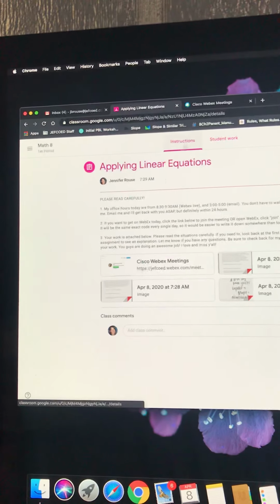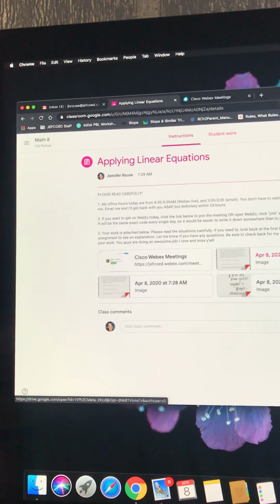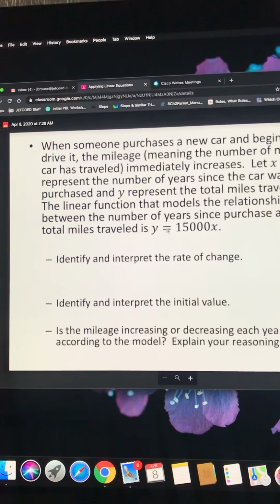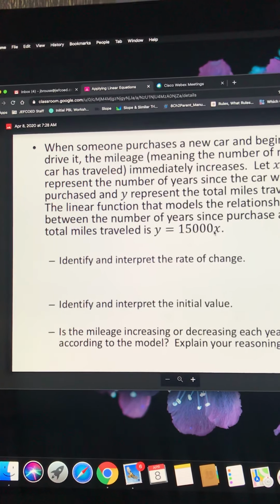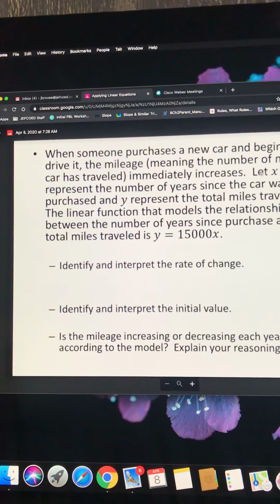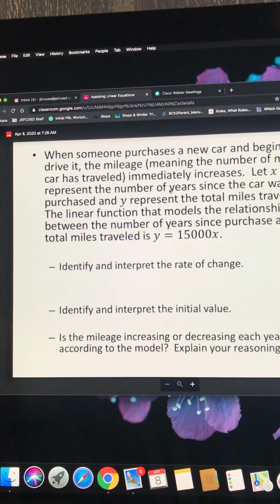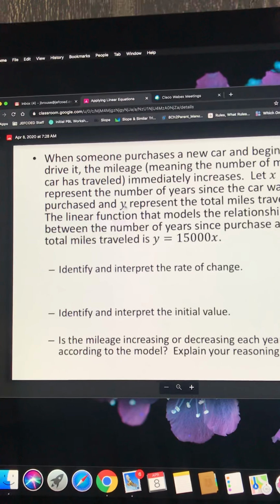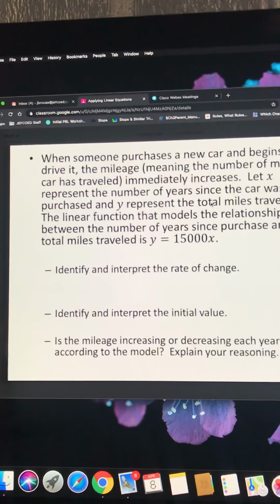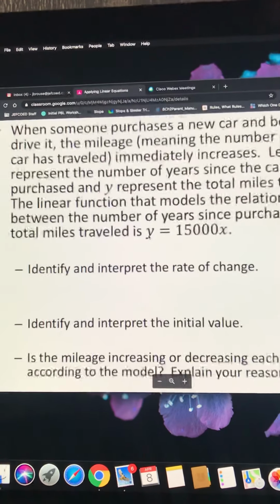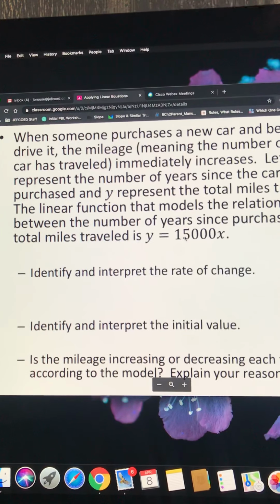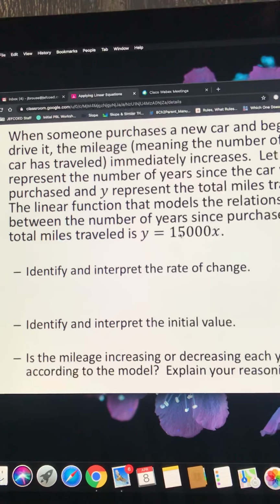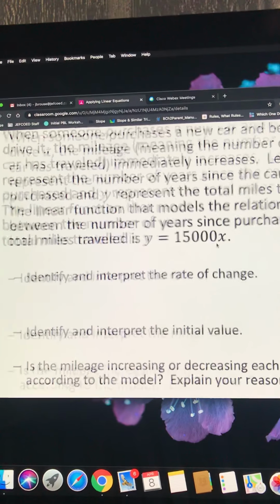So if we're looking at the first problem on today's, here is the equation, y equals 15,000x. And if we go back to the paragraph, it says let x represent the number of years since the car was purchased. So x is years, and y is the total miles you would travel. So the total miles you've driven the car is equal to 15,000 miles per year. Since 15,000 is with the x, that would be the rate of change.